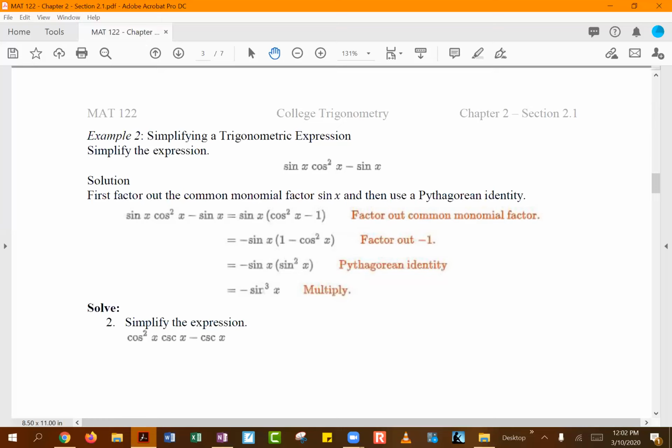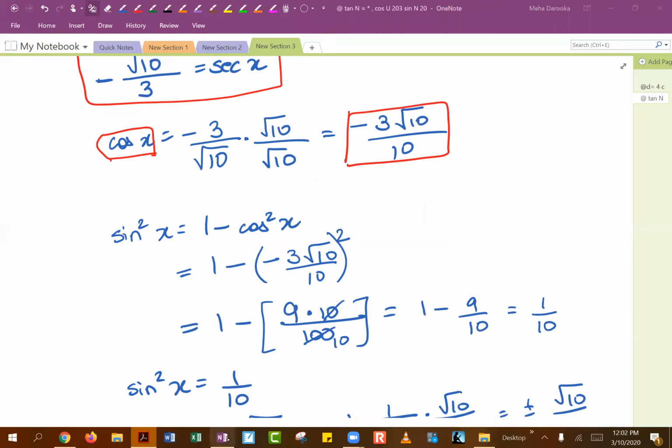So we're actually going to be doing almost something similar with our example here. You're given cosine squared of x multiplied with cosecant of x minus cosecant of x. So let me go ahead and write that down.